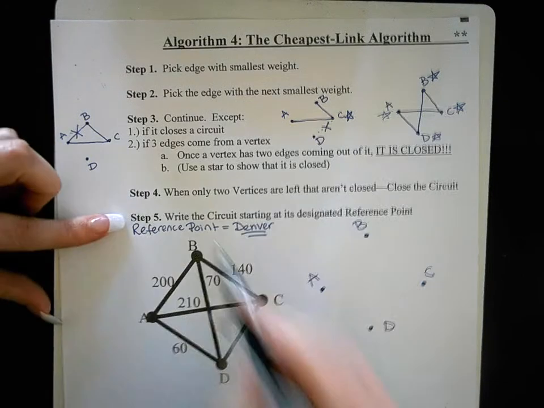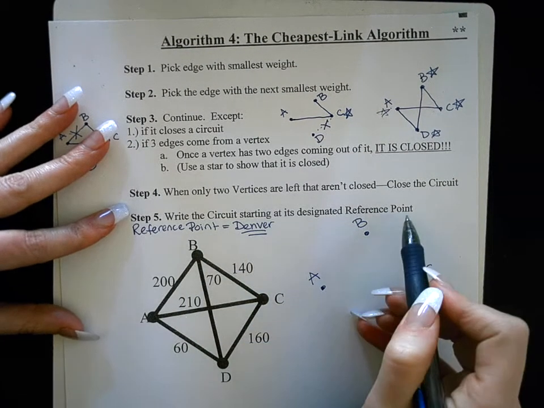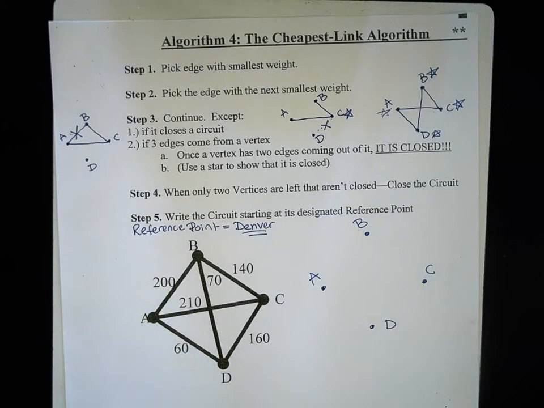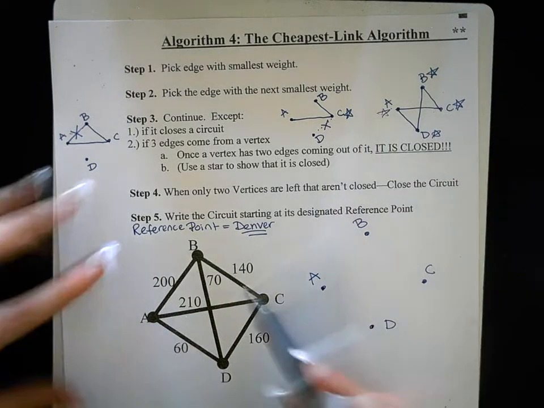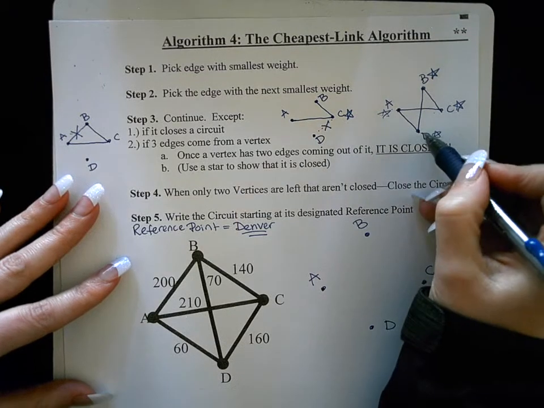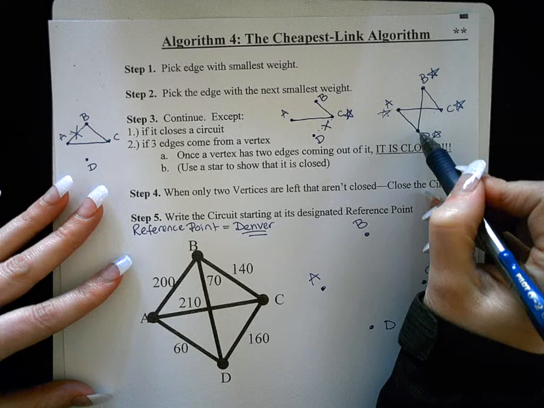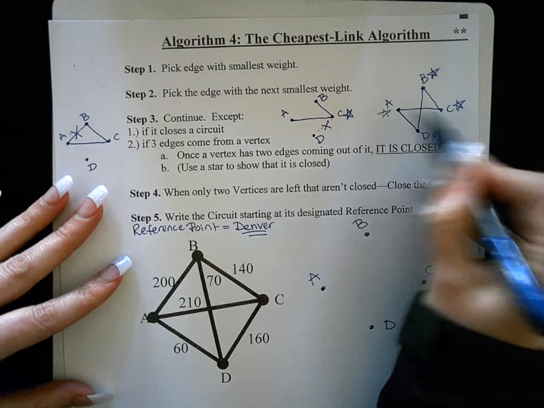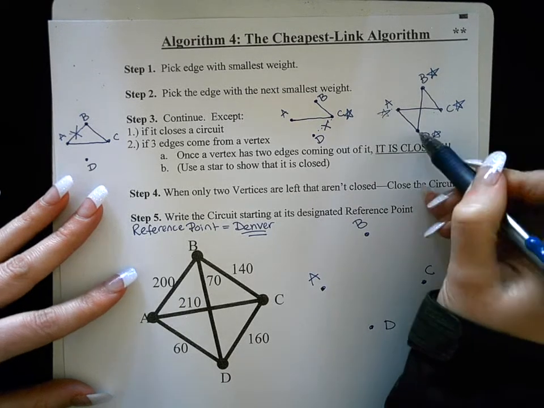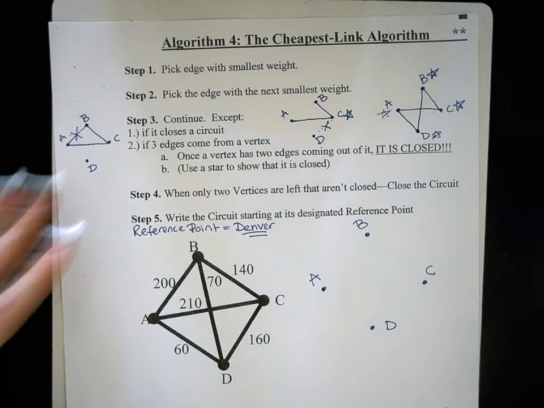And then step 5 just states that you write the circuit starting at its designated reference point. So whatever the reference point would be, like in this example, the reference point is going to be D. Well, we have our circuit, and so we would just write it starting at D: D, B, C, A, D, or the mirror image D, A, C, B, D. So that's basically the cheapest link algorithm.